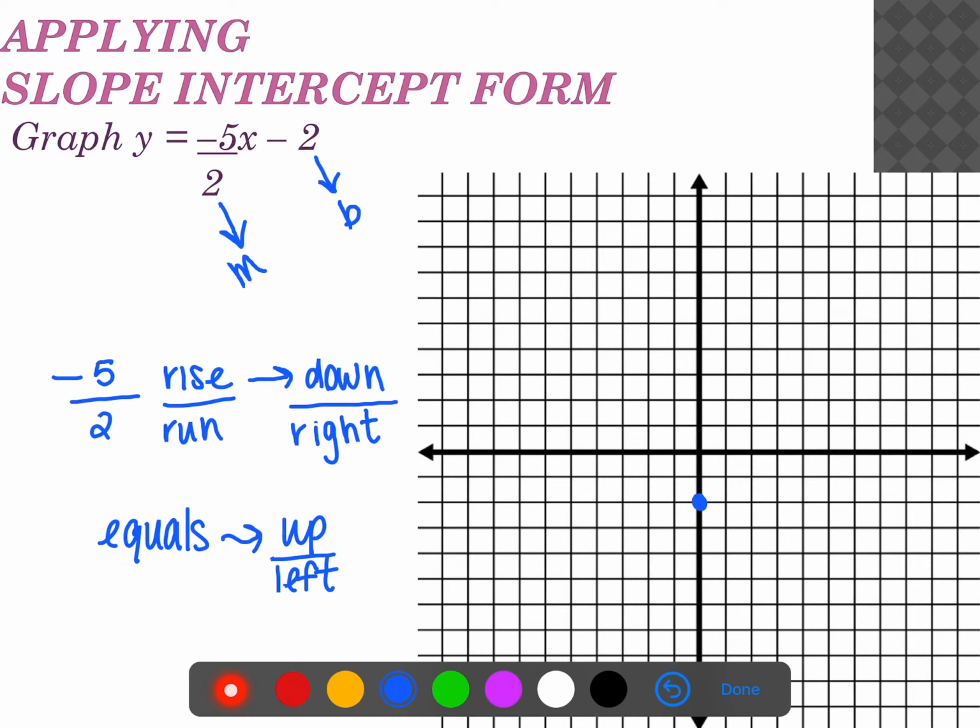Okay, those will get you in the same place, because sometimes maybe you run out of graph in one direction and you got to go back the other way. Okay, so we're going to go down 5 and to the right 2.